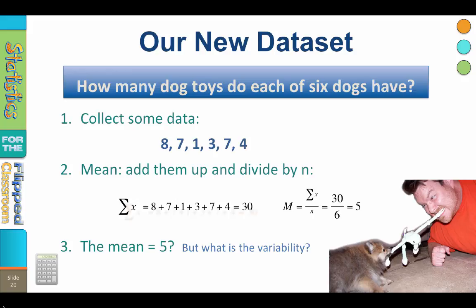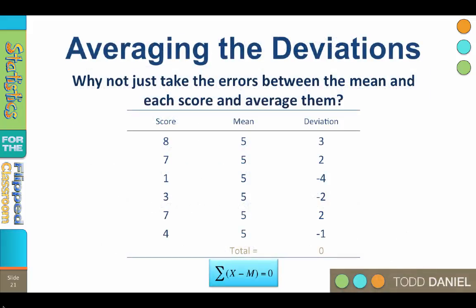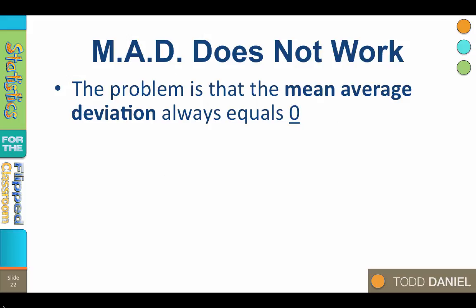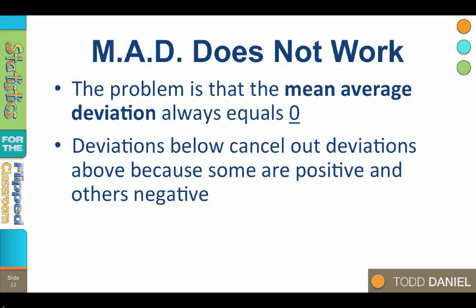But what about the variability? We could just take the measurement error between the mean and each x-score and average them. And this would be called the mean average deviation. But it doesn't work, because the average deviation always equals 0. The mean average deviation always equals 0, because the deviations below cancel out deviations above. Some are positive, others are negative.